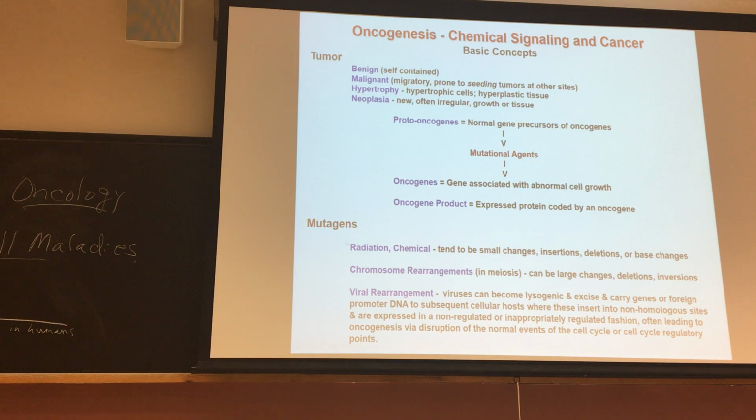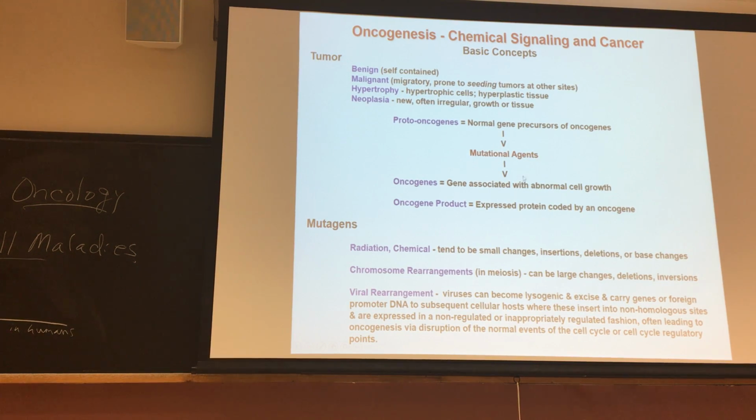They're the macromolecules that do the business of the cell. So proto-oncogenes, normal genes, you get a mutational event that either causes inappropriate expression with respect to amount or timing, and you end up with an oncogene expressing an oncogene product that is going to be doing an inappropriate job. It's either doing something that it's not supposed to be doing in a particular time or location, or there's just too much of it. Okay.